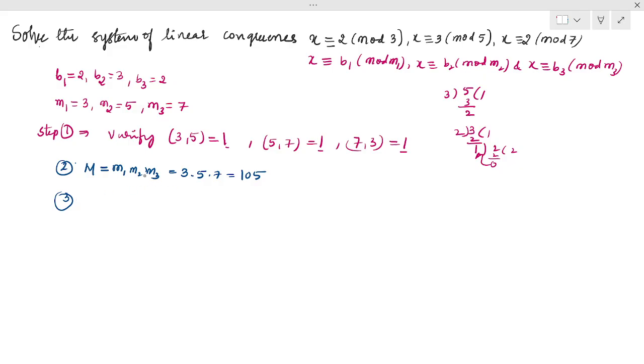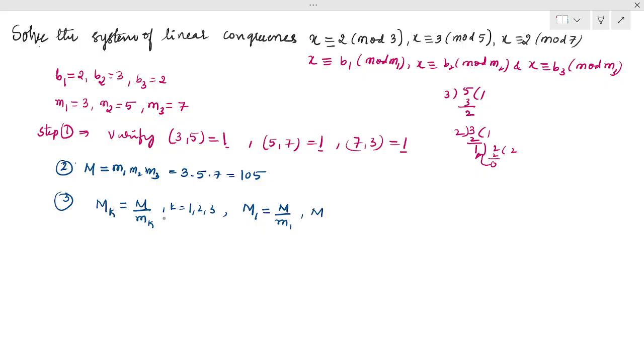Now step number 3. Step number 3 is to find Mk. The capital Mk value is capital M divided by small mk, and k takes the values 1, 2, 3. You can write carefully. This is capital M1. Take k equal to 1. Capital M1 is equal to capital M divided by small m1.